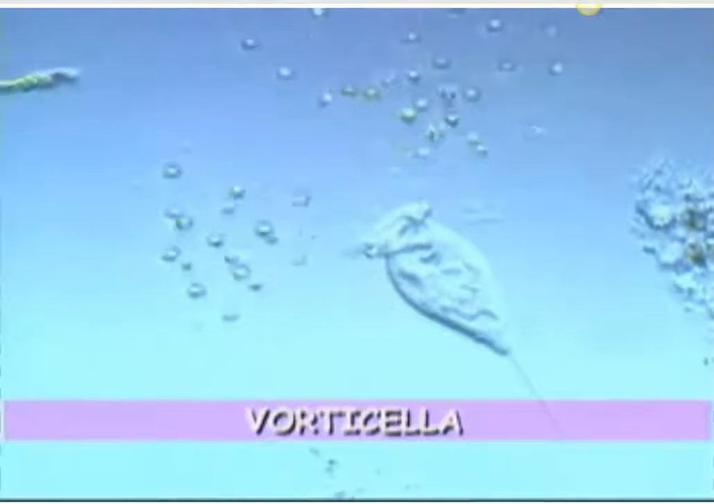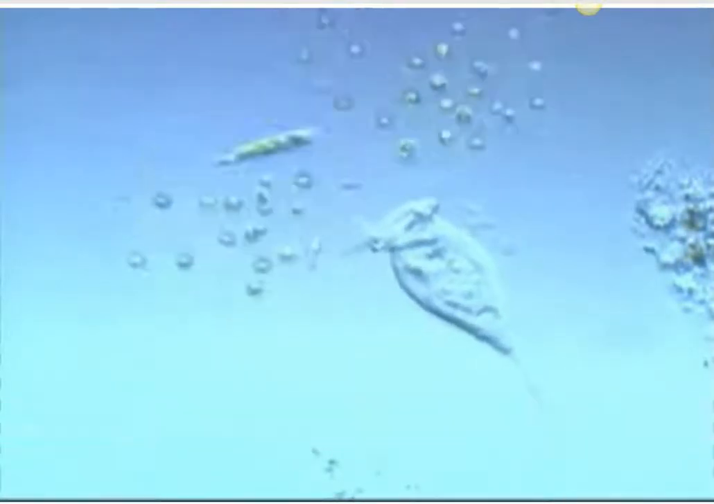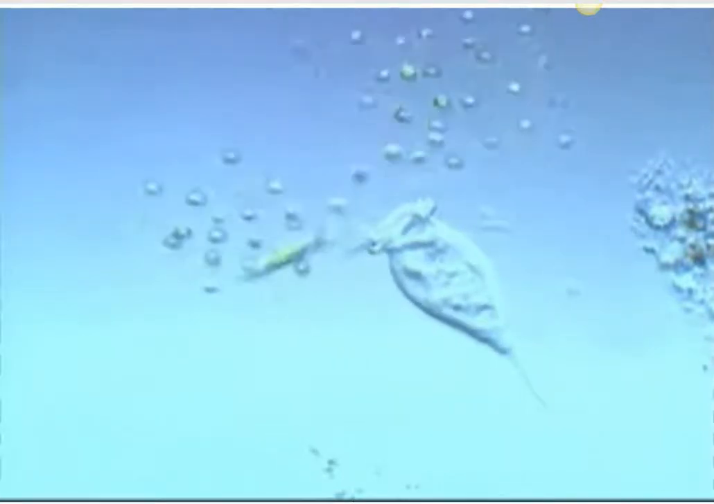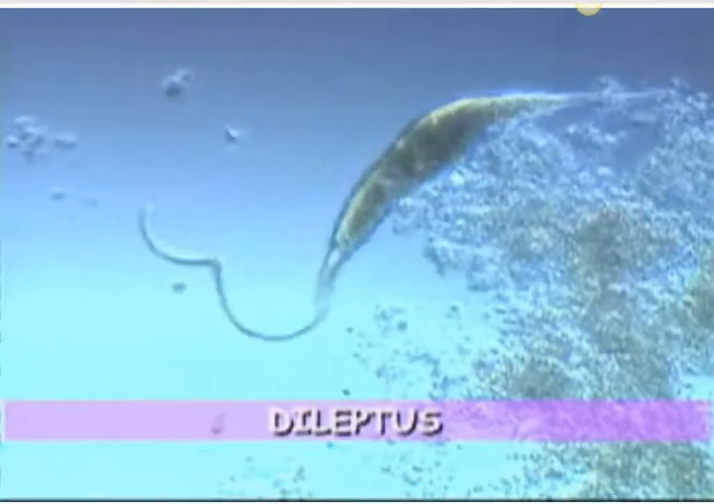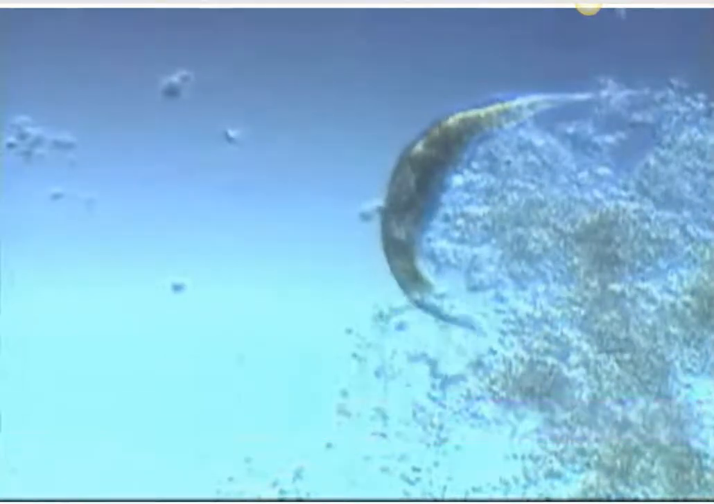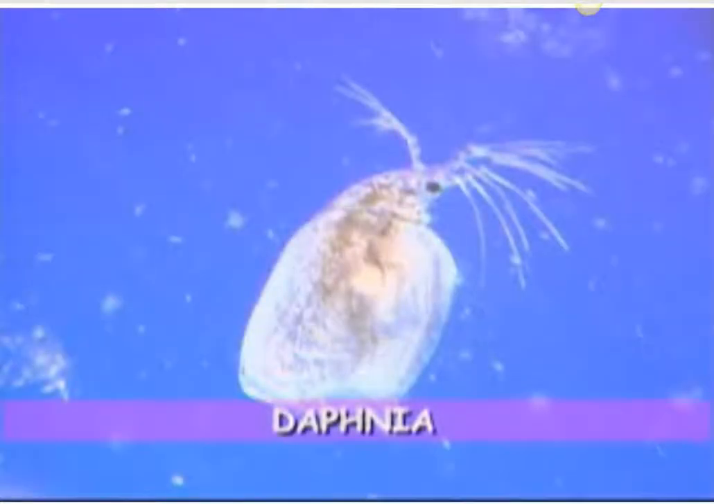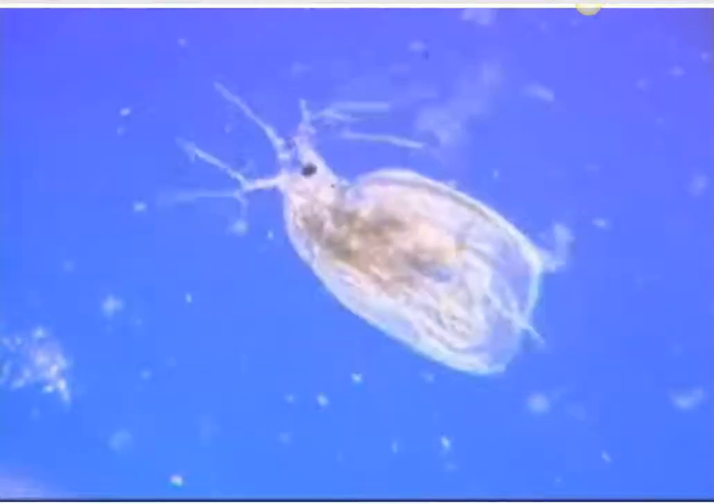This Vorticella uses its cilia to create water currents that pull in food. Larger organisms like these green algae get caught in the current as well, but are not consumed. This Dileptus feeds by waving its trunk back and forth through the water, hoping to draw in organisms. The Daphnia is a common multicellular organism you find in pond water. It moves by flicking its large antennae.